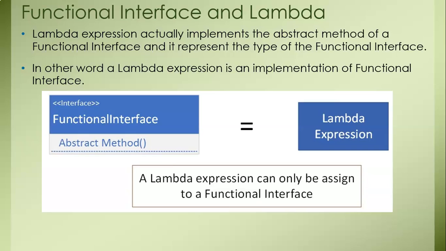But a functional interface can be implemented with an anonymous class or the normal conventional way of writing code, writing a class which implements the functional interface. But the lambda expression is a shorthand implementation of the functional interface, and it is applicable only in the functional interface context.